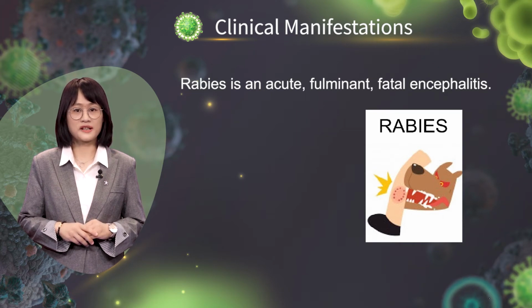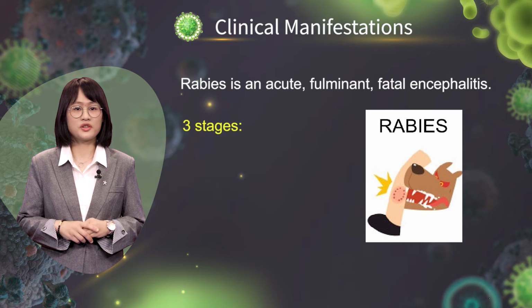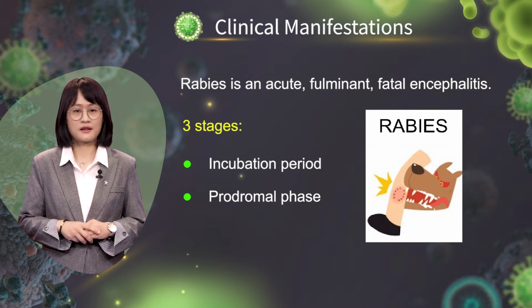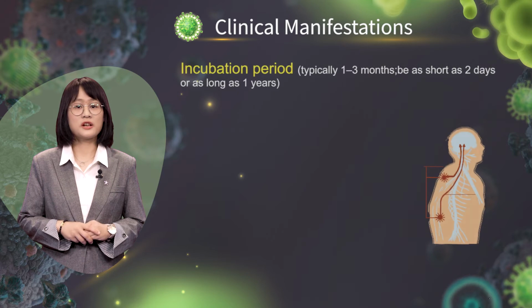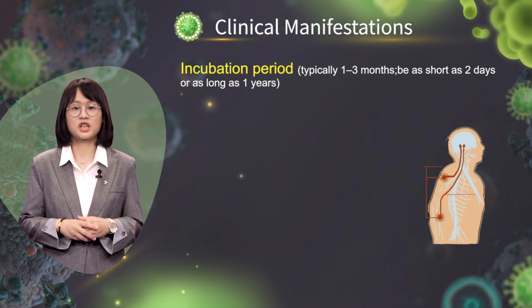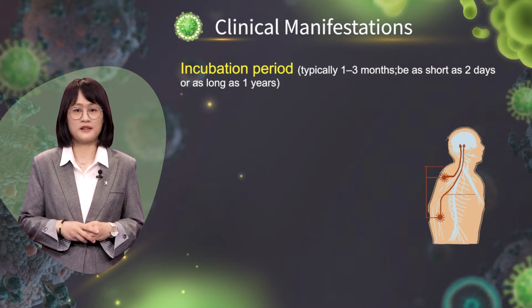A typical course is divided into 3 stages. 1. Incubation period. 2. Prodromal phase. 3. Neurologic phase. The incubation period in humans is typically 1 to 3 months, but may be as short as 2 days or as long as 1 year.